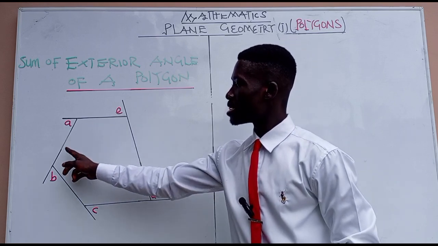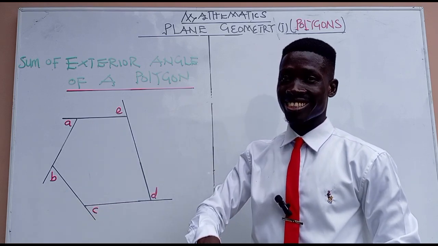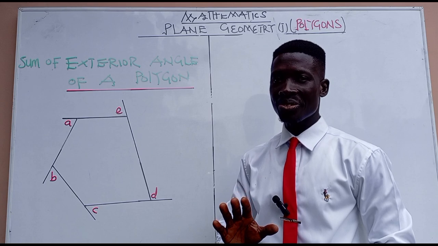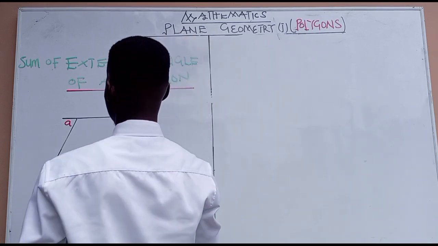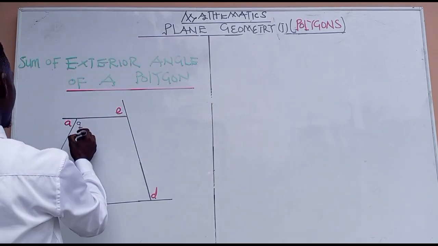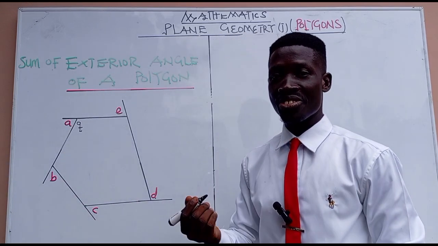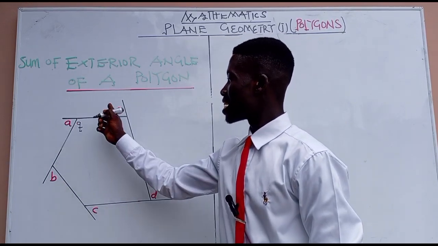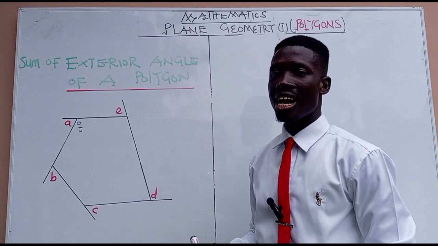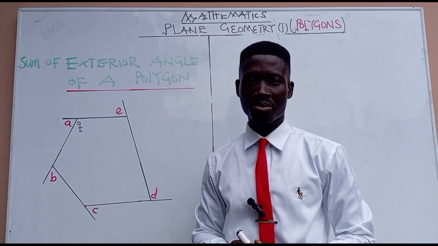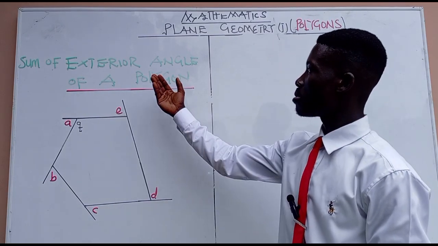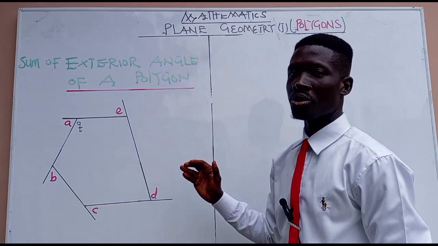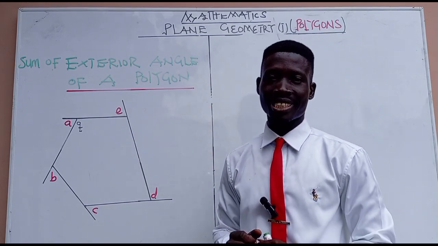Now the angles formed inside are called the interior angles. Are you getting the clue? So when you have an angle, let's say Q here, angle Q is an interior angle, and angles A, E, B, C, and D are exterior angles. Now, in determining the sum of exterior angles of a regular polygon, let's go through this activity.